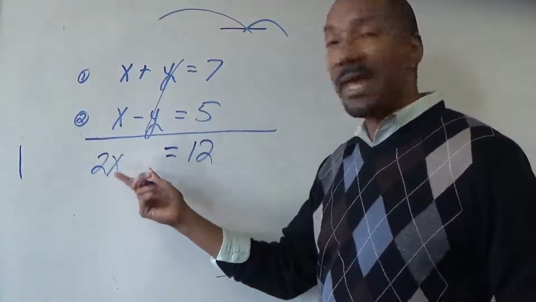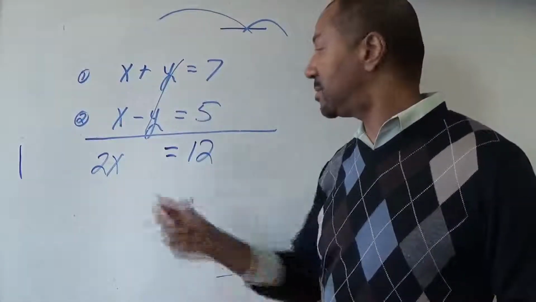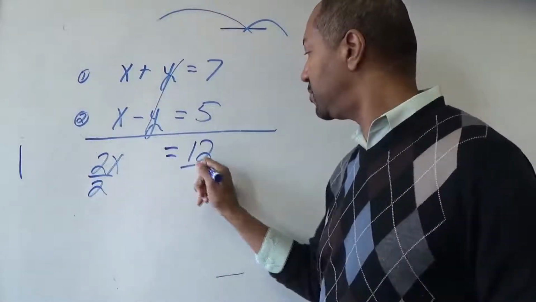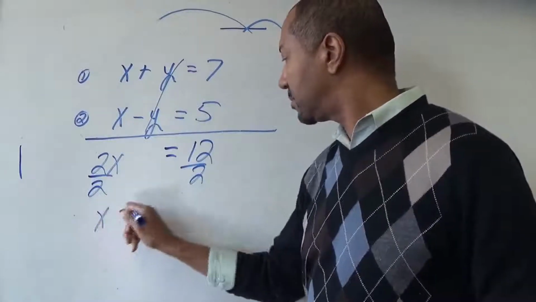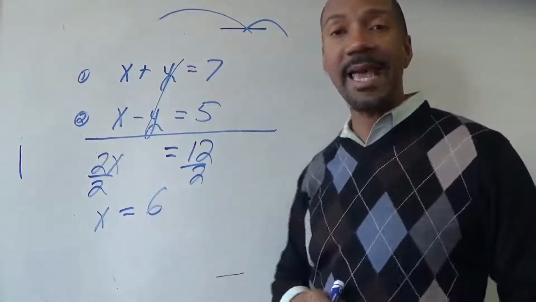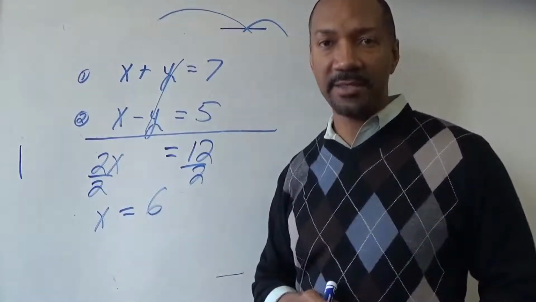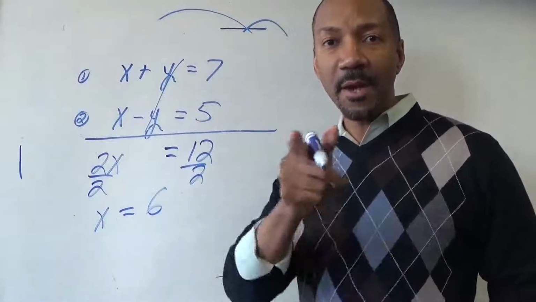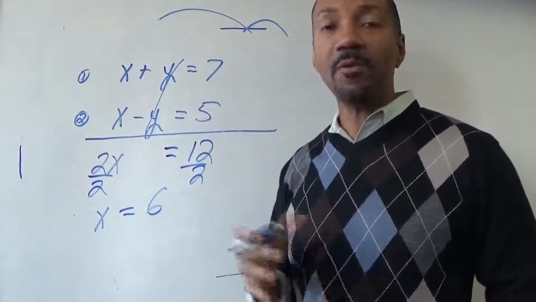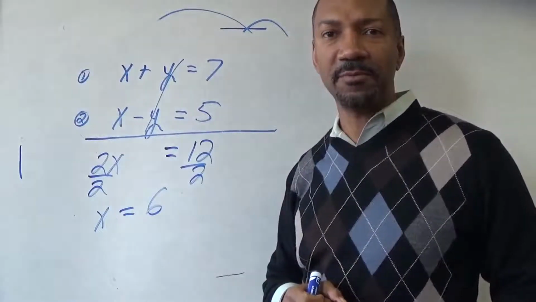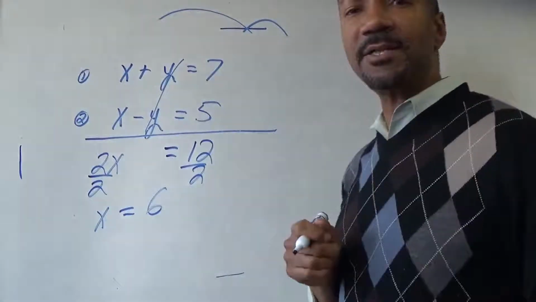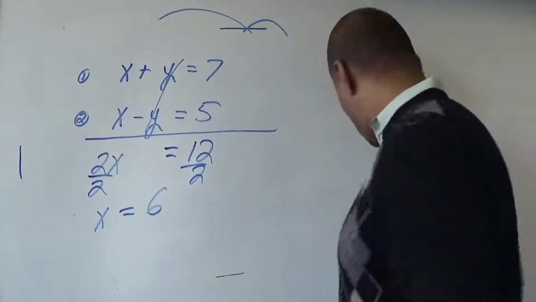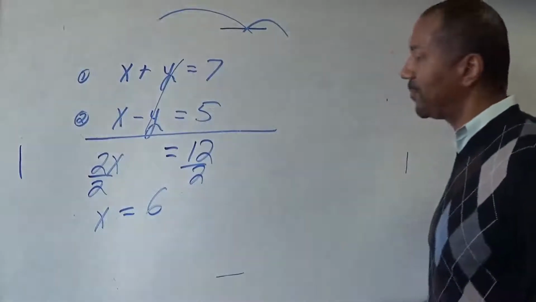So, now we can easily solve for x. We'll divide by 2. Looks like x is equal to 6. Are we done? No, you say. You only know what x is equal to. Good answer. Let's go ahead and now solve for y.